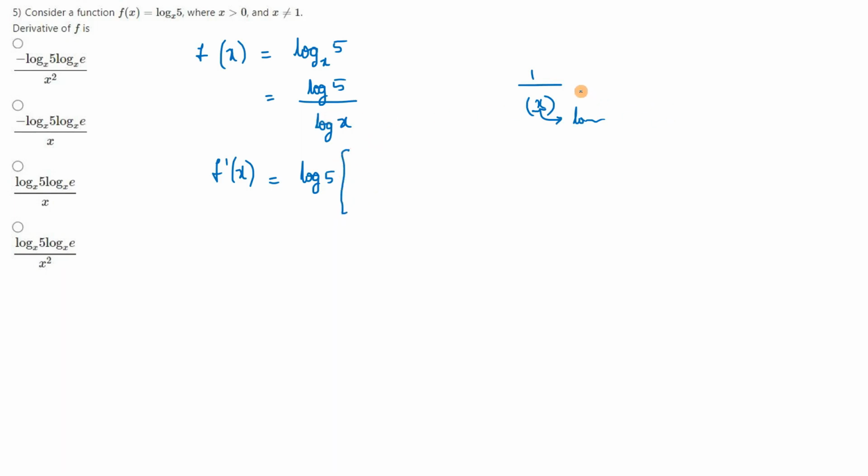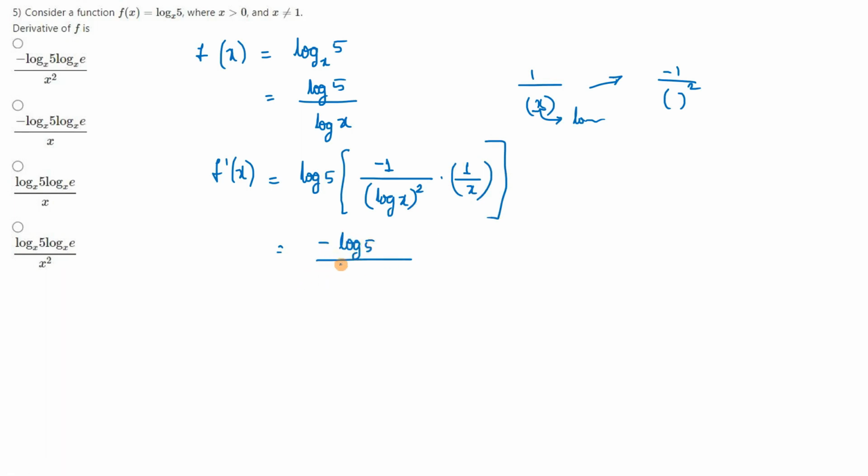What is differentiation of 1 by x? That is nothing but minus 1 by something square. So here I'll repeat that, minus 1 divided by this something is nothing but log, right? Log x whole square. So what is into multiplication of what is log x differentiation? Log x differentiation is nothing but 1 by x. Okay, now if we simplify this, I'll have minus log 5 divided by x log square x.